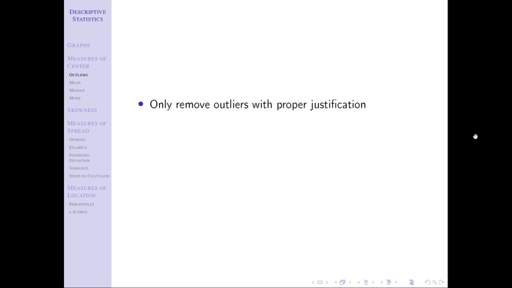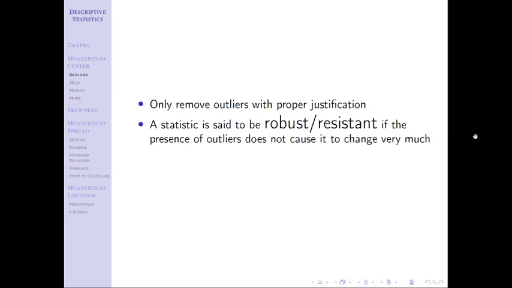Well, if we deal with statistics that are robust or resistant, those are synonymous terms, different textbooks use different ones, then the presence of outliers doesn't cause it to change very much. And you might hear this and say, wait a minute, this feels like it came out of left field. We were talking about a data set. We were talking about measures of center. We were saying, okay, outliers are not anywhere near the center. Now all of a sudden you're talking about a statistic.